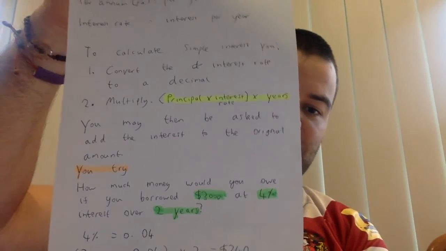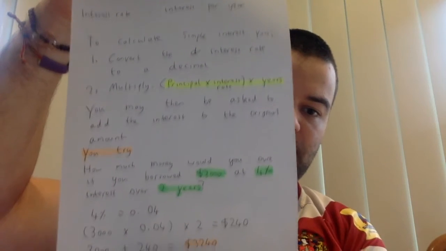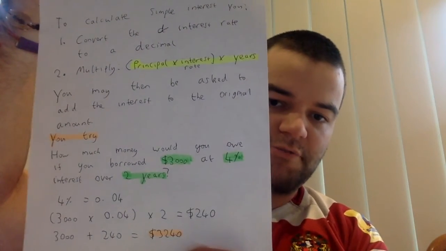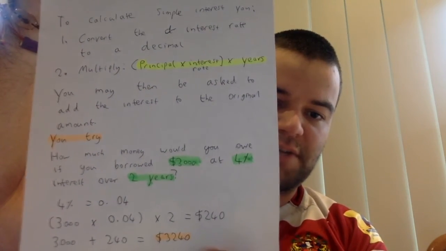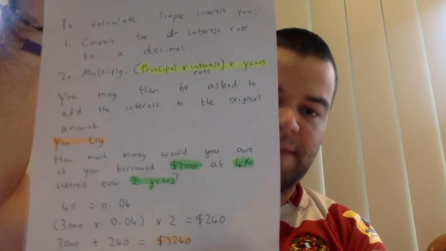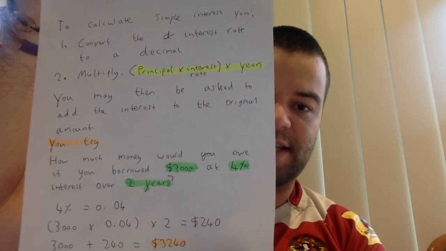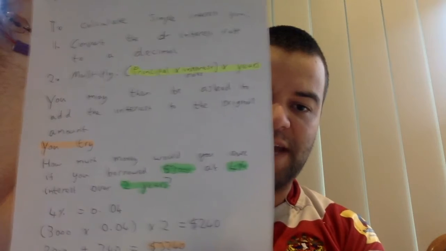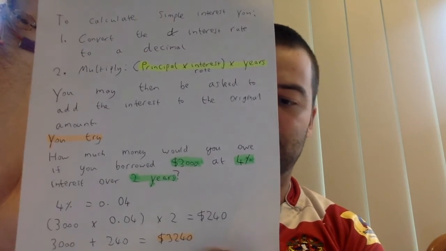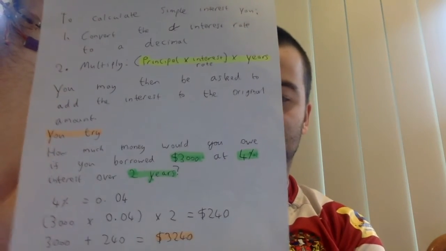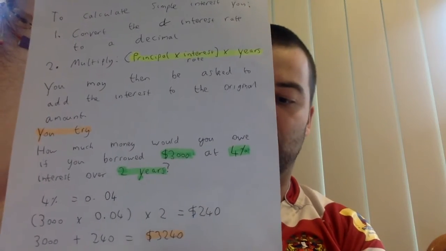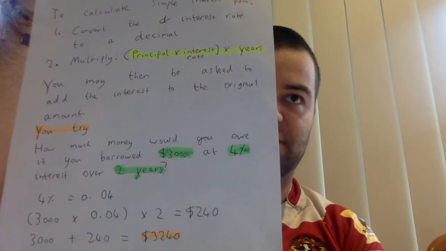Okay, so showing you the answer. 4% as a decimal is 0.04. So we do our principal, 3,000, times 0.04 times 2, and that gives us $240 in interest. So you're going to have to pay an extra $240 from what you owed, and then you just add that to the principal, what you borrowed. So overall, you owe $3,240.